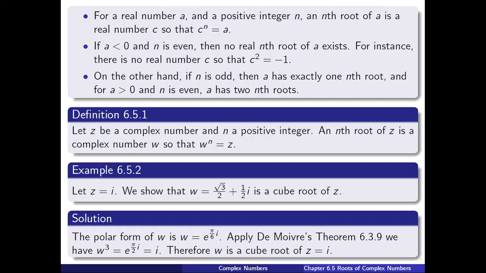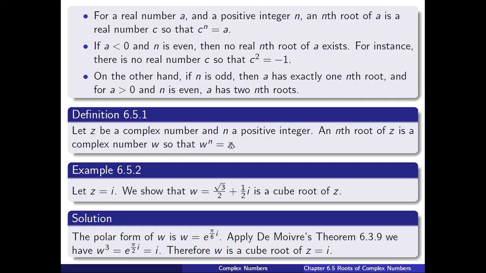On the other hand, if n is odd, then a has exactly one nth root, and for a greater than 0 and n even, a has two nth roots. Now we're going to look at this notion in terms of complex numbers. So let z be a complex number and n a positive integer. An nth root of z is a complex number w such that w to the n is equal to z.